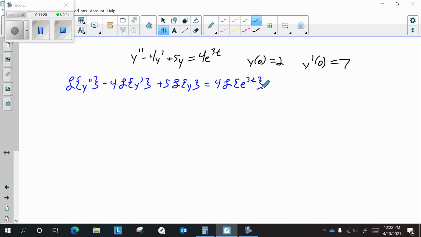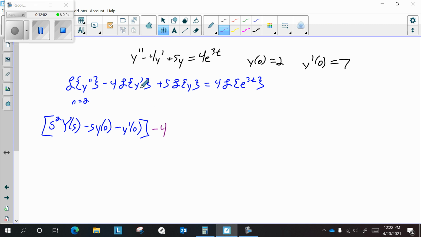Remember, with coefficients, we can pull our coefficients out front. So as we did on the previous problem, when we transformed y double prime, this is our second derivative. So using our formula, it's s squared Y of s minus s to the one less power y of 0, minus s to the one less than that power y prime of 0. So that's our first term.